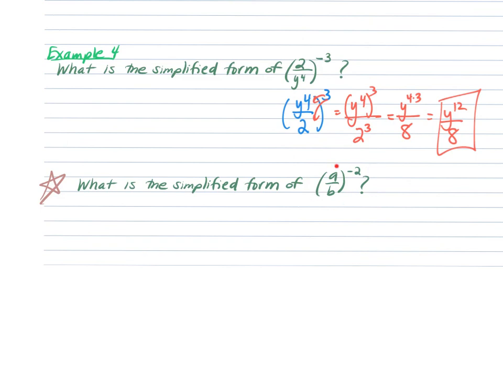Okay, so try that one here. First, remember, get rid of your negative by flipping this fraction, and then give each one the 2. Okay, and so press pause, try this on your own, and then check back for the solution.